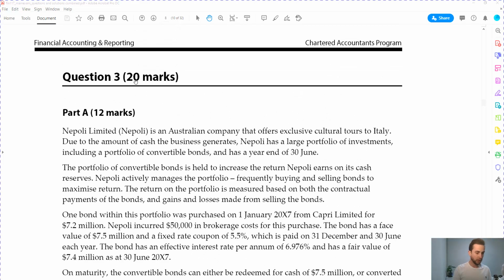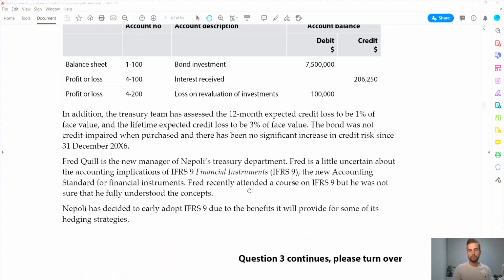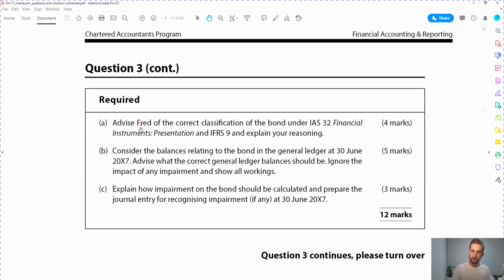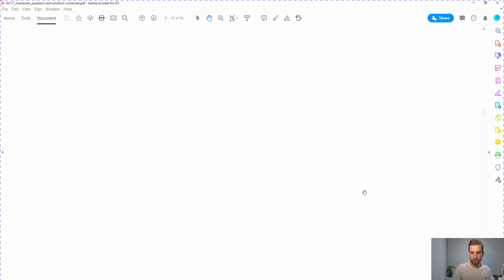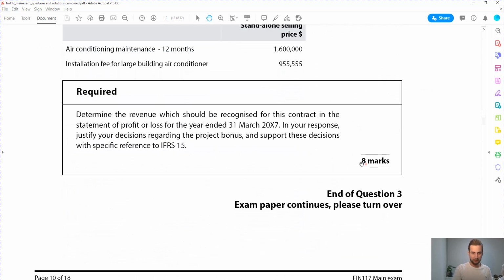Hey everyone, welcome to question 3 of the FIN117 exam. So let's skip ahead to see what the question entails. So part A, first of all I can see it's split into two parts. The first part is 12 marks. The second part is 8 marks.